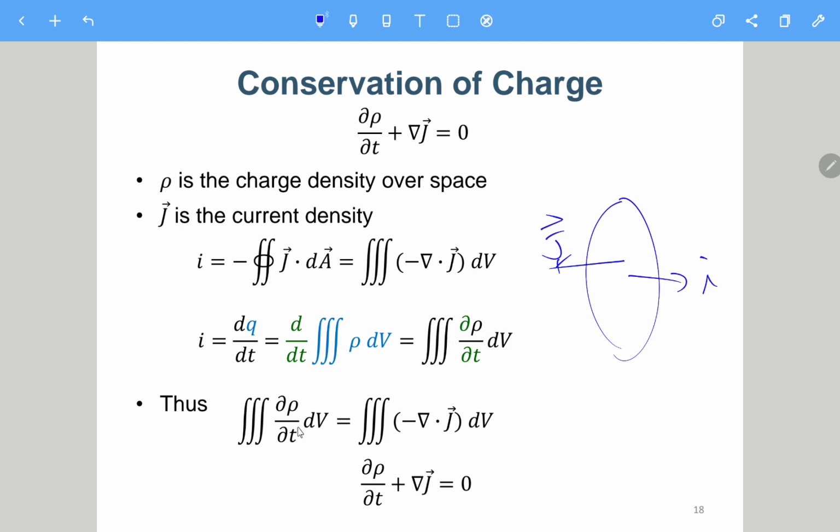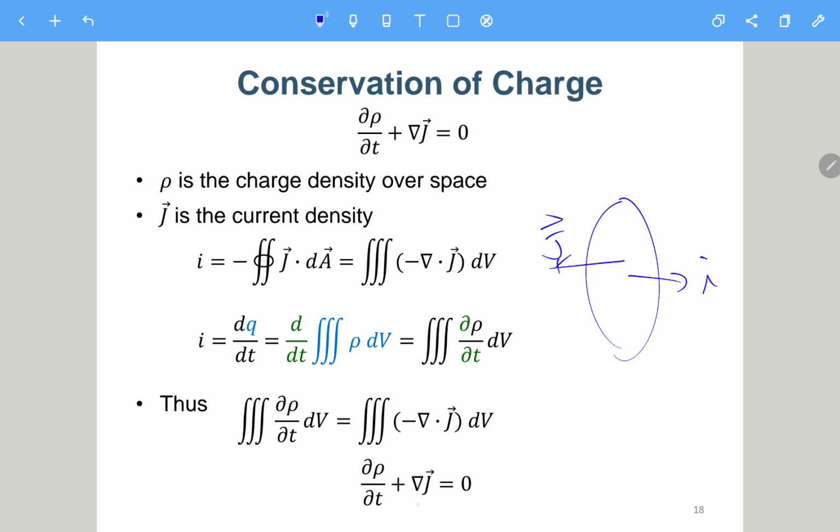So we have this one here equals this one, and by a similar argument, since the triple integrals equal each other for arbitrary volume, the integrands must be the same. So we have partial rho partial t equals negative divergence of J. So we put this one on the left side, so we have plus.